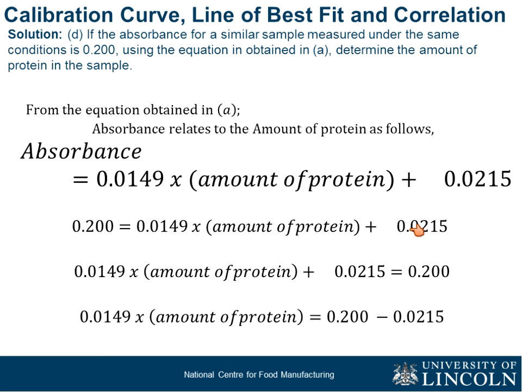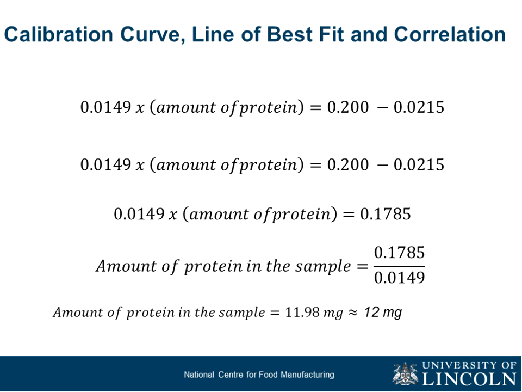Then we want to calculate the amount of protein. By the time you rearrange your formula and so on, you have this. Going to the next slide, this is what you have. The amount of protein in the sample will now be this divided by 0.0149. So you have the amount of protein to be this. Okay? So that's how you get your amount of protein.